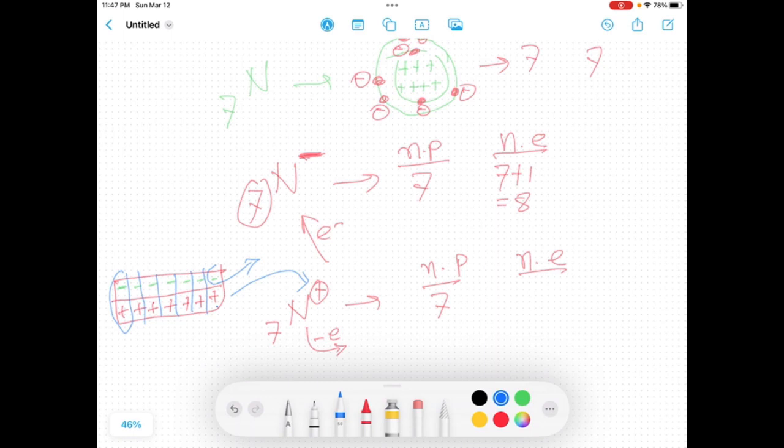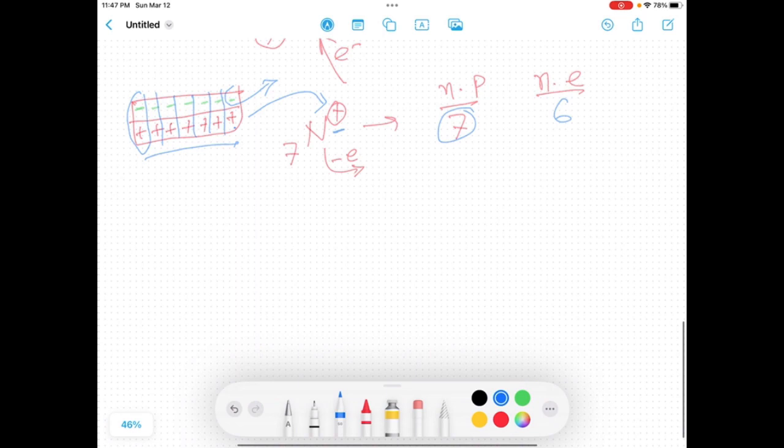That means the proton number is not changing. The 7 protons, 7 protons. That's why number of proton is 7 here. But here the number of electron will be 6 because one electron is removed, and that's why this nitrogen is showing positive charge. So I hope you understand.